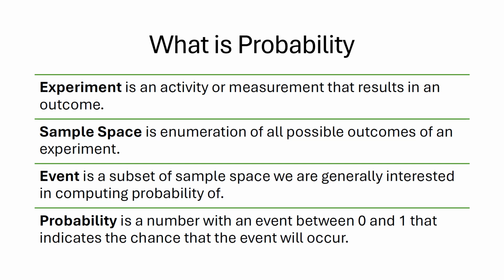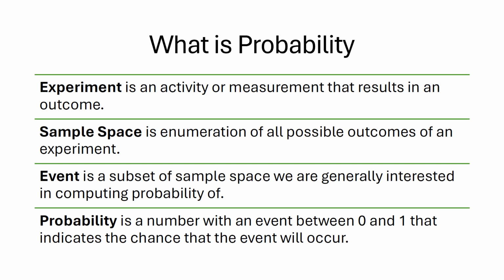For example, we can toss a coin, that's an experiment. We can roll a dice, that's an experiment. The sample space in an experiment is the enumeration of all possible outcomes of the experiment. Again, the example is head and tail in tossing of a coin, and the value of 1, 2, 3, 4, 5, 6 when we roll a dice. So these are all possible outcomes, and that's what is our sample space.